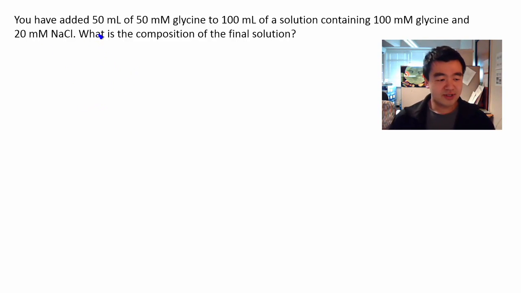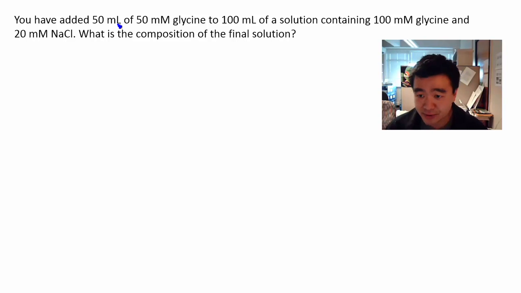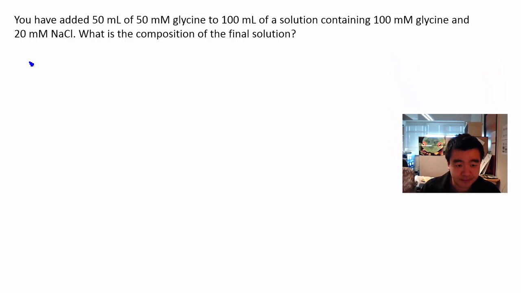Okay, so this question is saying that we have two solutions and we are combining them together, and we need to find out what the concentration is of the different species of the glycine and NaCl inside our final solution. So let's draw this up.